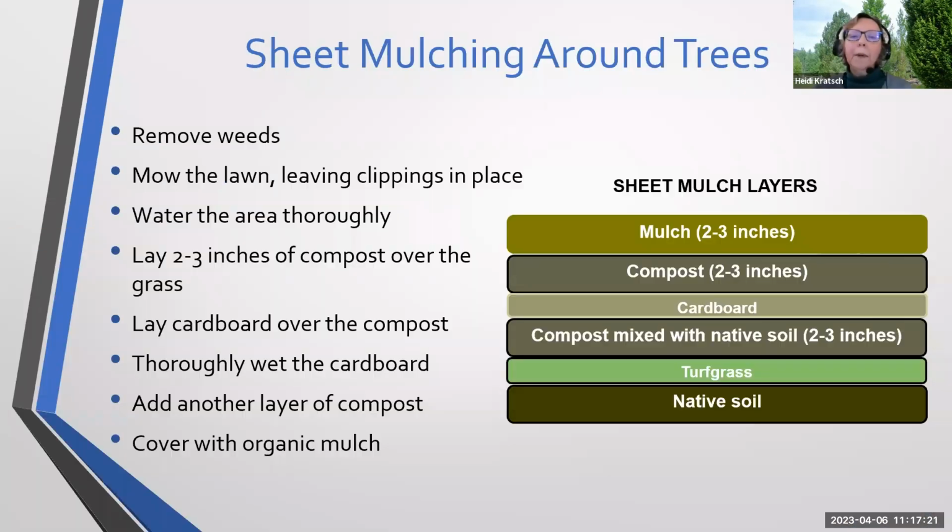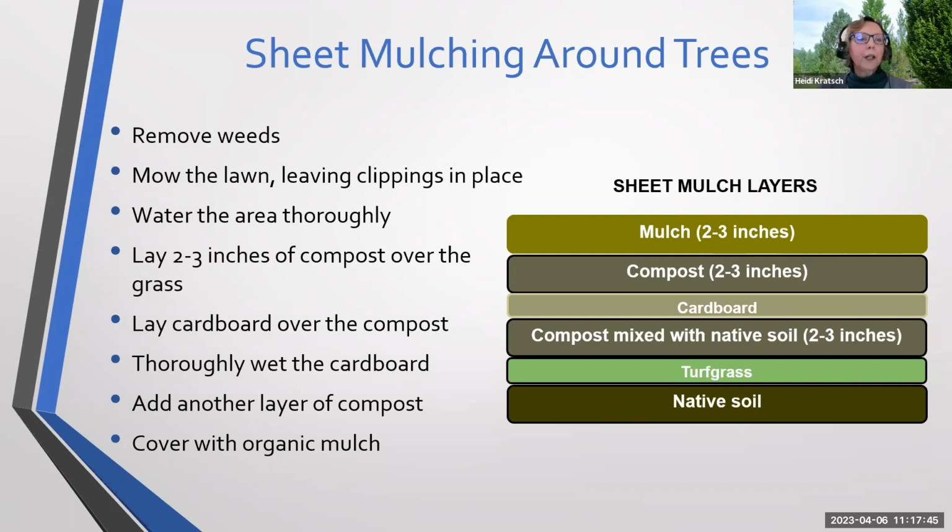All right, so getting back to effective lawn conversions, let's talk about ways to safely remove the lawn within the tree's root zone while at the same time improving the rooting environment for your trees. And one way is called sheet mulching. Sheet mulching is removing grass by smothering it with multiple layers of organic material.